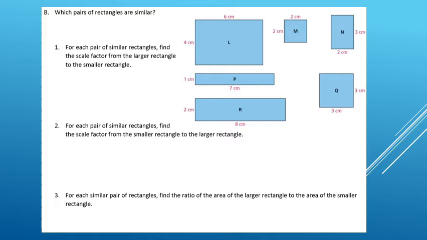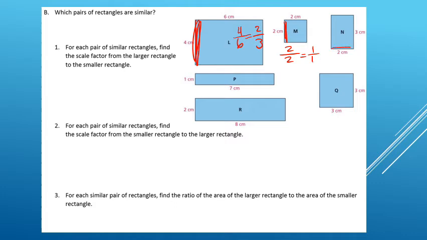So which pairs of rectangles are similar? Well, hopefully if you can set up some ratios to compare the side lengths, such as the short side to the long side, you can find these pretty quickly. So in this case, for rectangle L, I'm going to compare 4 to 6, the short side to the long side, and I can simplify that to 2 over 3. For M, I can see that the shortest side is 2, so I have a ratio of 2 over 2, which is the same as 1 over 1.